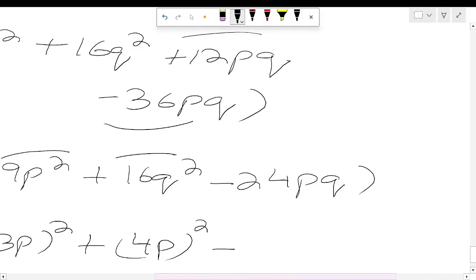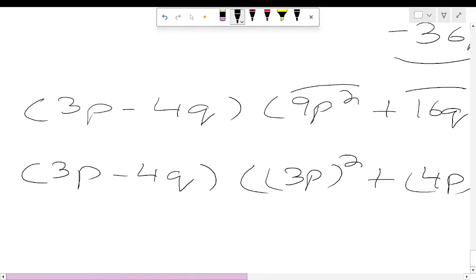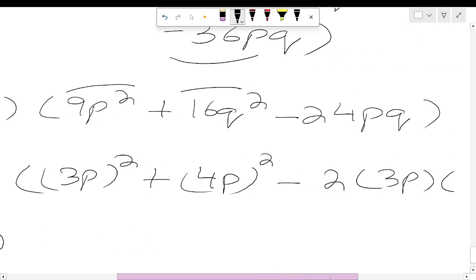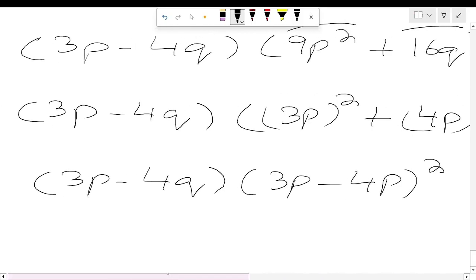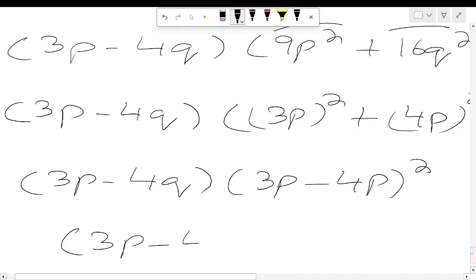Why? Because this applies to the formula of a minus b whole square. So I'll just write 2 bracket 3p, and then another bracket I'll just write the value of b. So I wrote these values. Now I can write 3p minus 4q, and instead of this whole expression I can just simply write 3p minus 4q whole square, because this expression is equal to that. So now we have 3p minus 4q whole cube. That will be our answer.